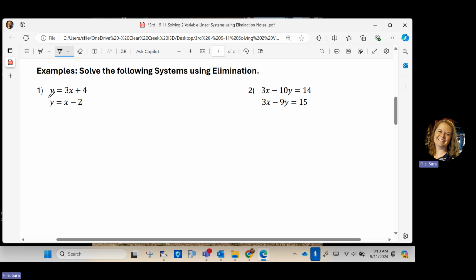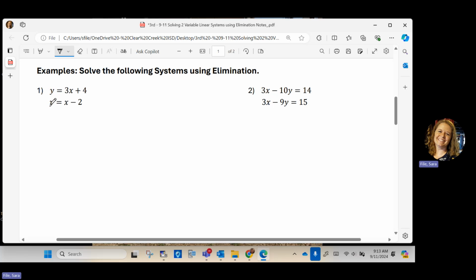The y's, they both have an understood 1 coefficient. So these are aligned and the y's have the same coefficient. So this is set up really nicely for elimination. Now, they are the same sign, which means I can't add them. If I were to add those together, it wouldn't eliminate, it would give me 2y.